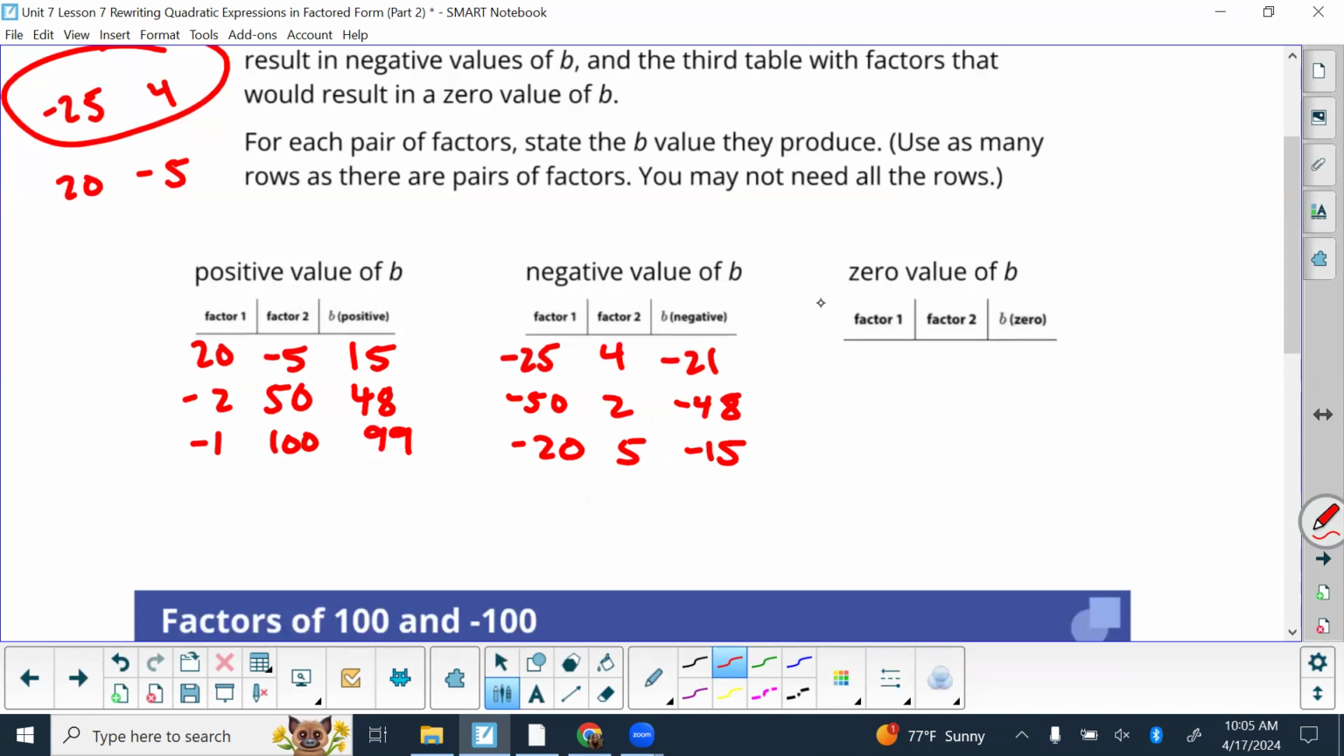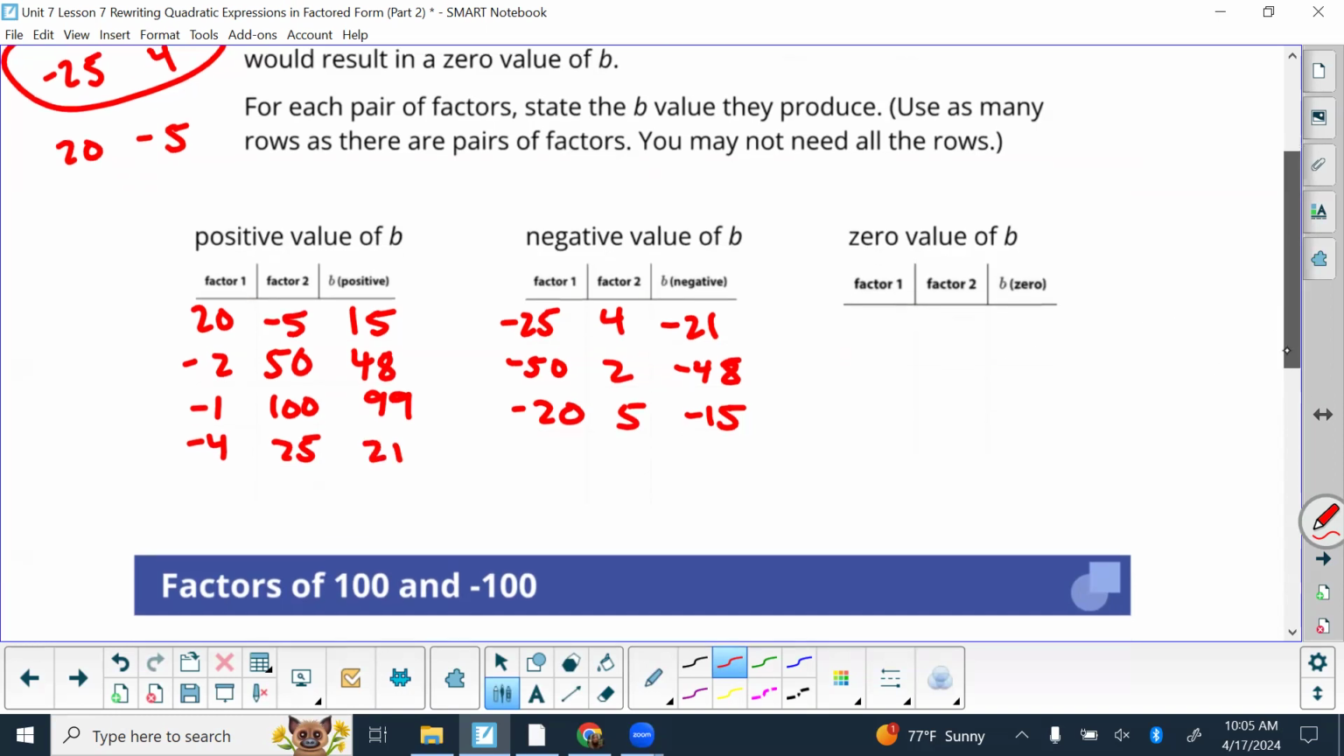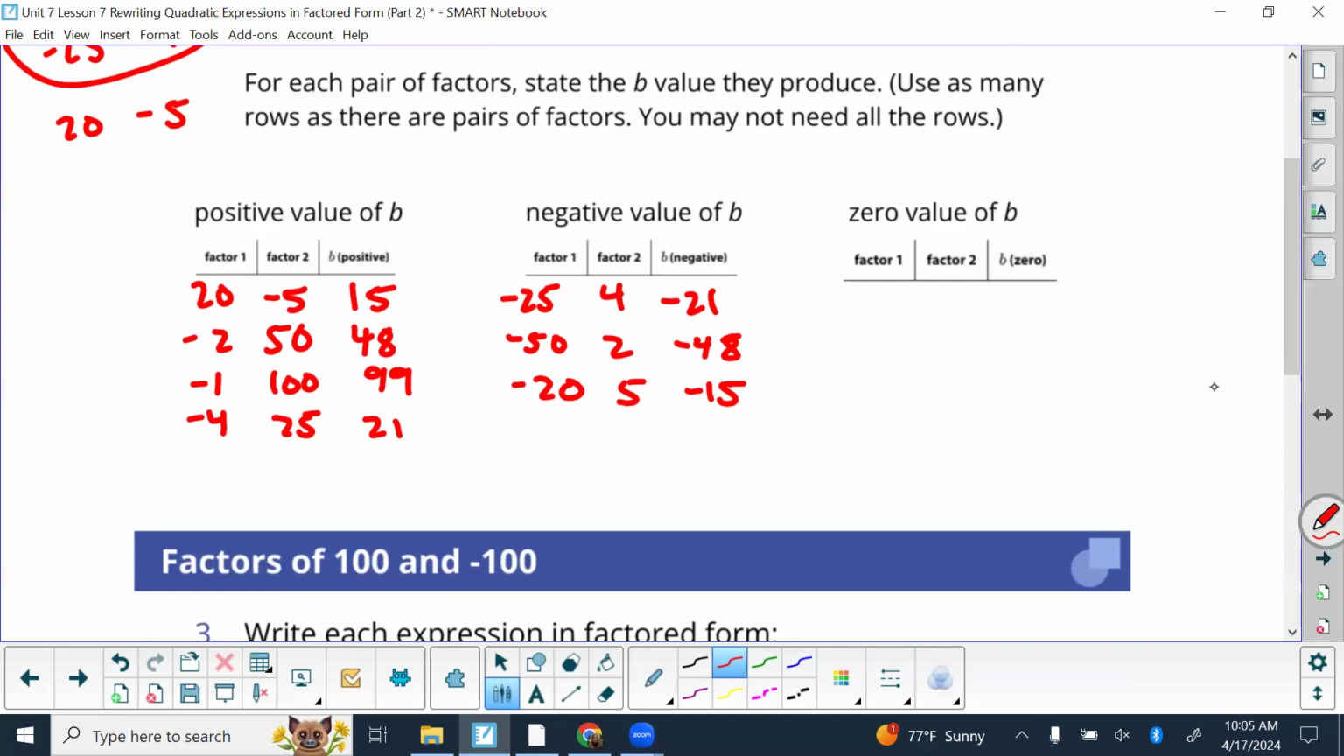Table 5, another one. Negative 4 times 25, what table should that go in? And what do I get when I add this? Okay, now I'm going to ask that entire table, so we'll ask all of you now.